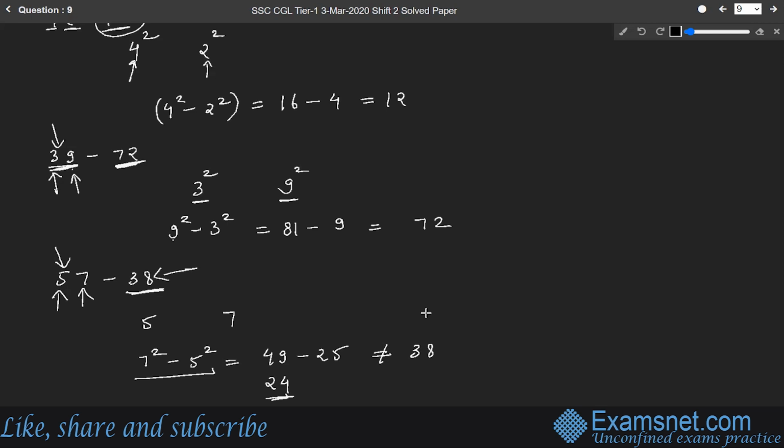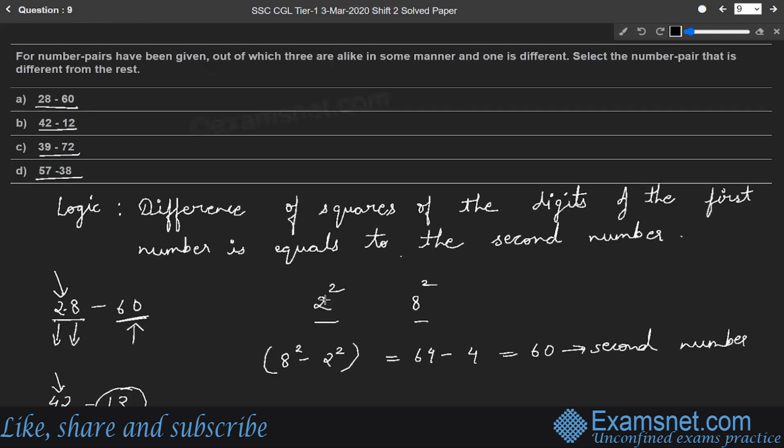So, the concept is not true for this pair. So, this pair is different from all the given pairs. So, this is the different one. So, for this question, the answer is option D, which is 57 and 38. This is the odd one out, or this is different from others. So the correct option is option D. I hope you are clear with this question.